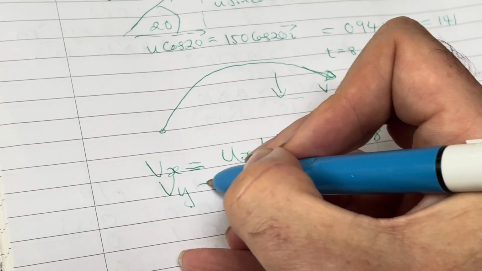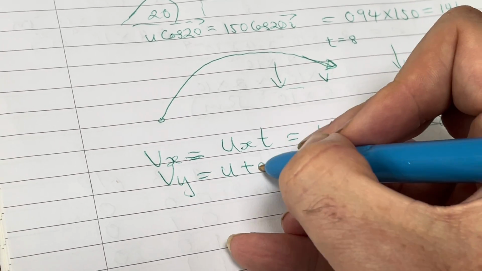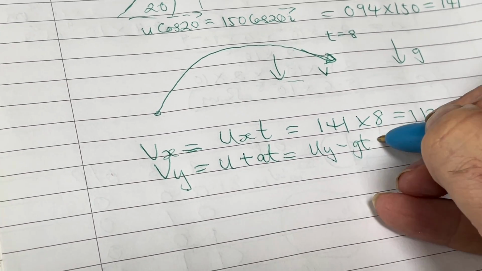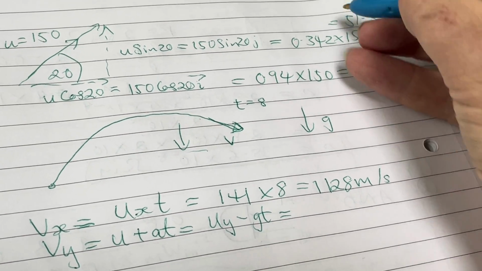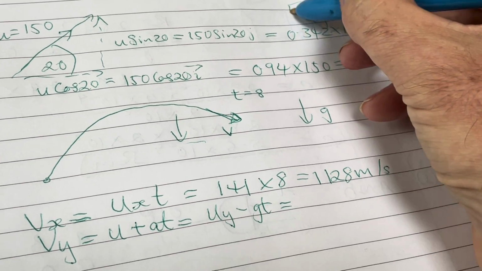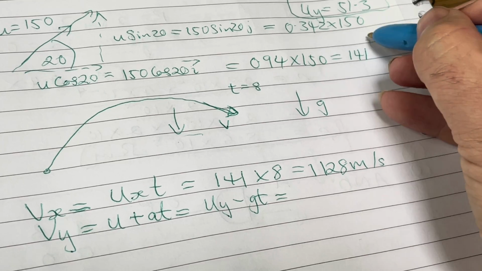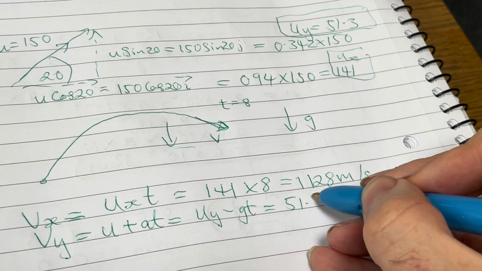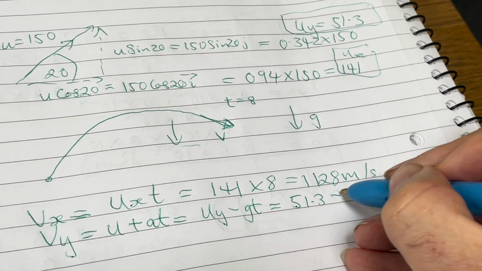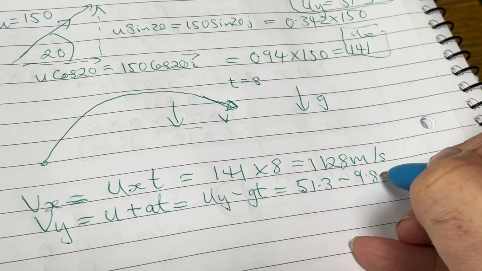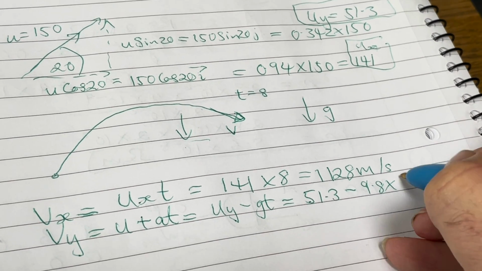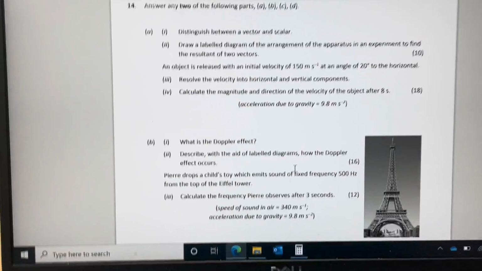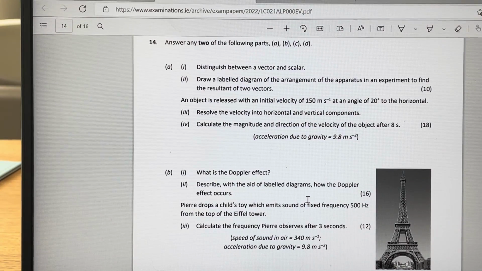And vy is going to be the slightly more complicated one, v equals u plus at. So that's equal to uy minus gt. Let's put a box around that because we're getting marks for that. And that's ux. So uy is 51.3 minus, and we're saying 9.8 by 8. So that's going to be negative because it's going down. It's dropping at that point. So let's have a look at the calculator for that.